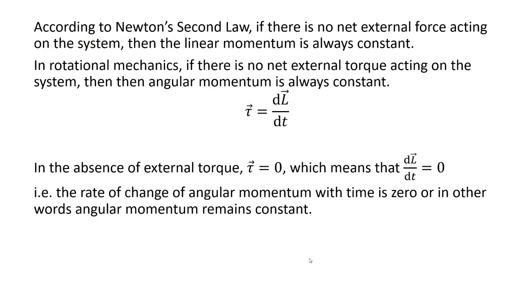According to Newton's second law, as you have studied before, if there is no net external force acting on your system, the linear momentum remains constant. It does not change. Similarly, in rotational mechanics, if you do not have any external torque acting on your system, in that case, the angular momentum remains constant. The expression of torque, the time derivative, or the change of angular momentum with time, if it's 0, that means the angular momentum does not change, or it remains constant. That's Newton's second law in rotational mechanics.